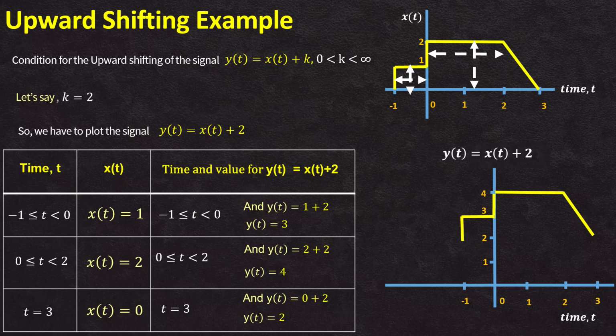So for upward shifting of a continuous time signal, we just need to add k to the amplitude axis of the signal for every instant of time, and no changes should take place in the time axis of the signal.